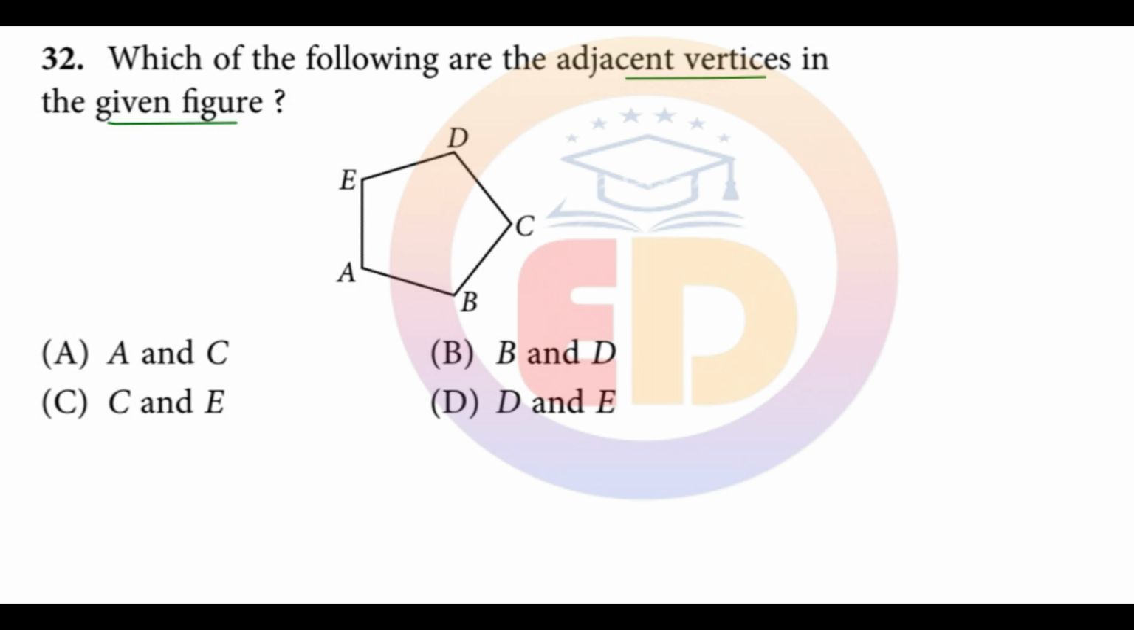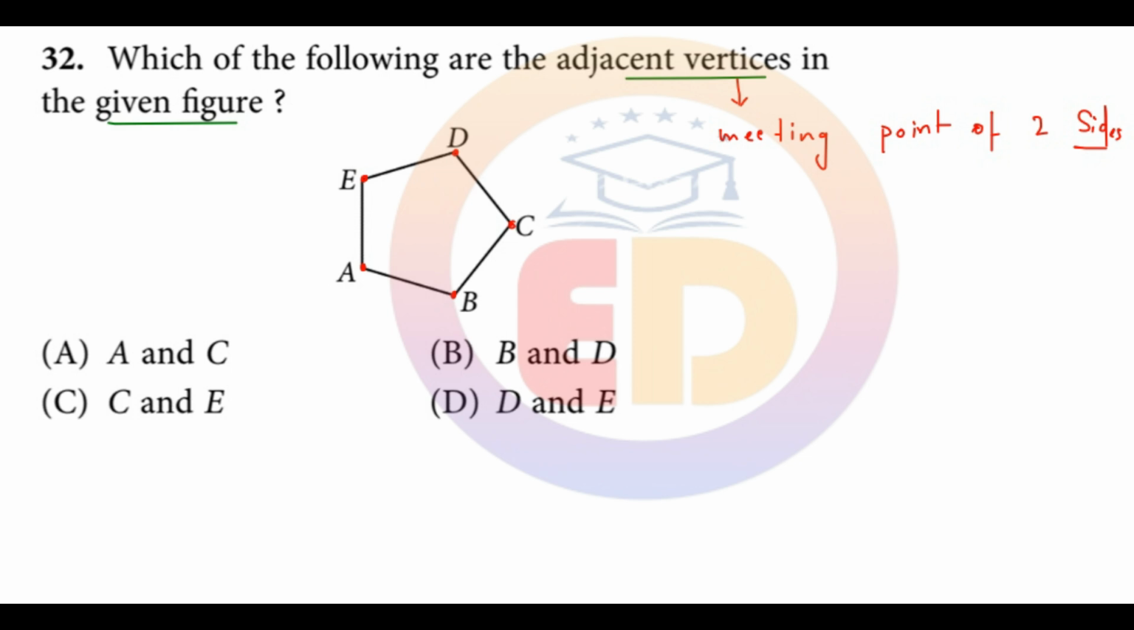The vertices here are A, B, C, D and E. Now, vertices: the meeting point of two sides is called a vertex in a polygon.